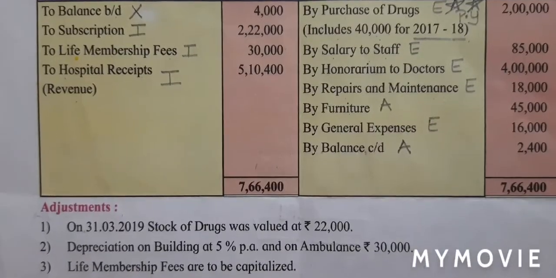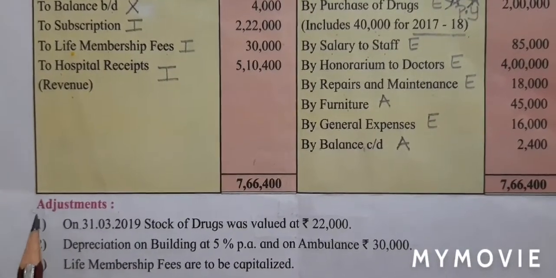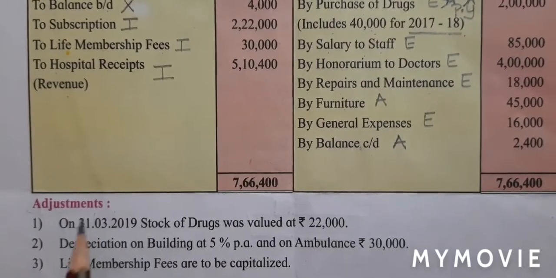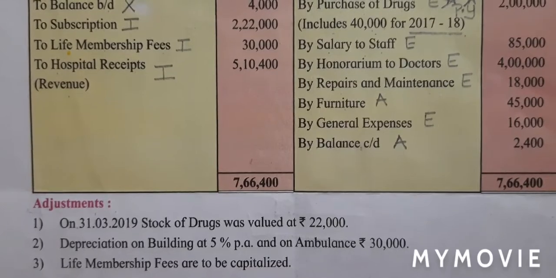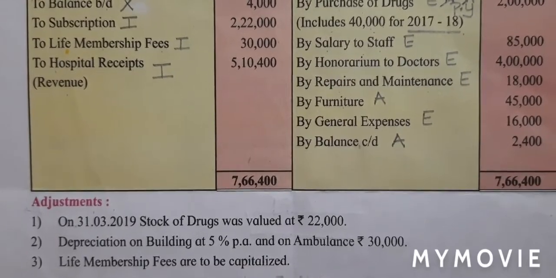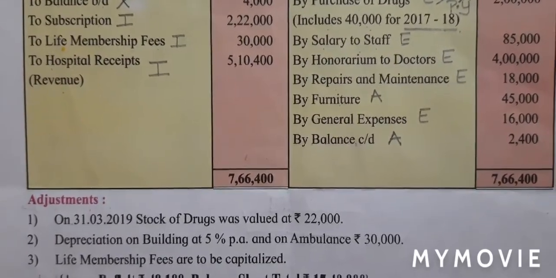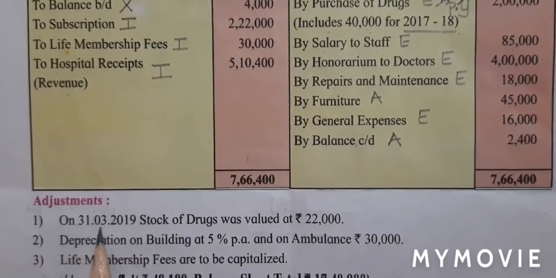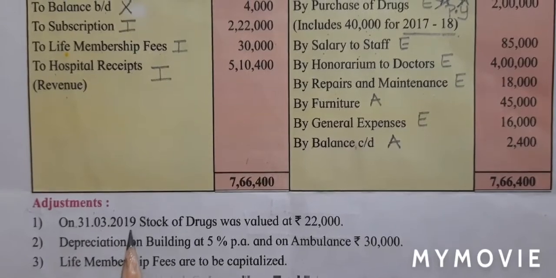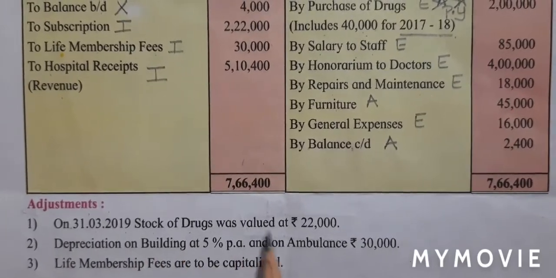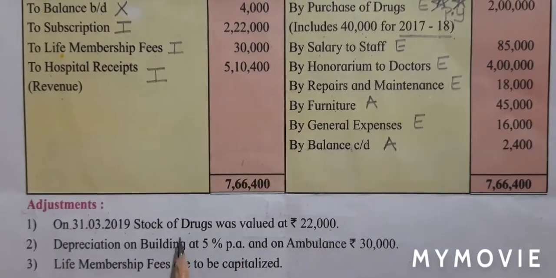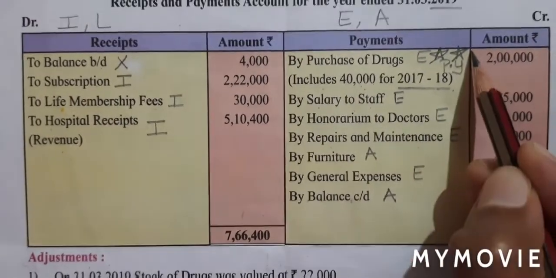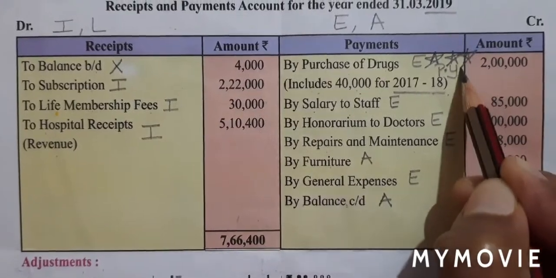We will now continue with our second step, that is reading of adjustment. Please make a note, students, while doing adjustments always have two effects. So let's read the adjustments and mark star in our receipts and payment. Adjustment number 1. On 31st March 2019, stock of drugs was valued at rupees 22,000. Again, I have to mark star for stock of drugs. So for drugs, I'll mark a star.